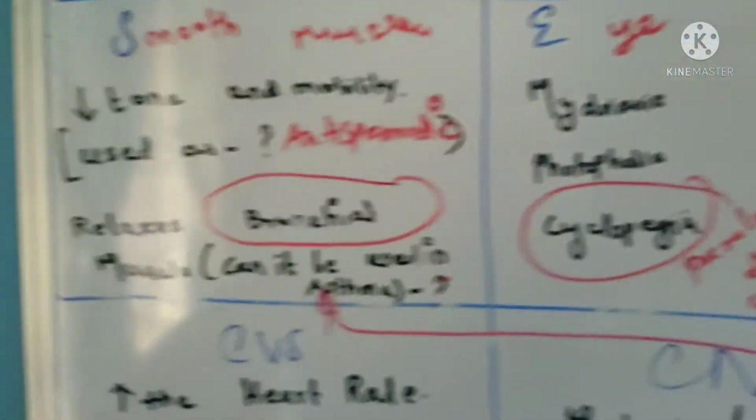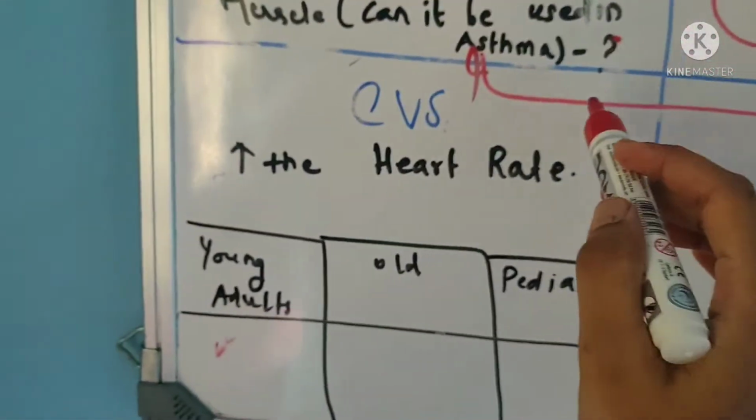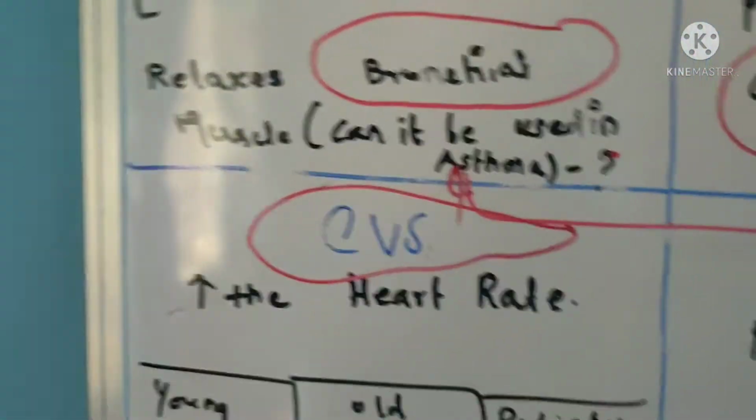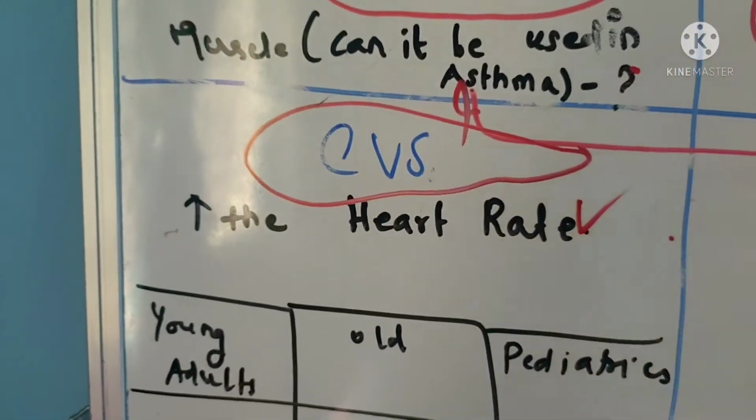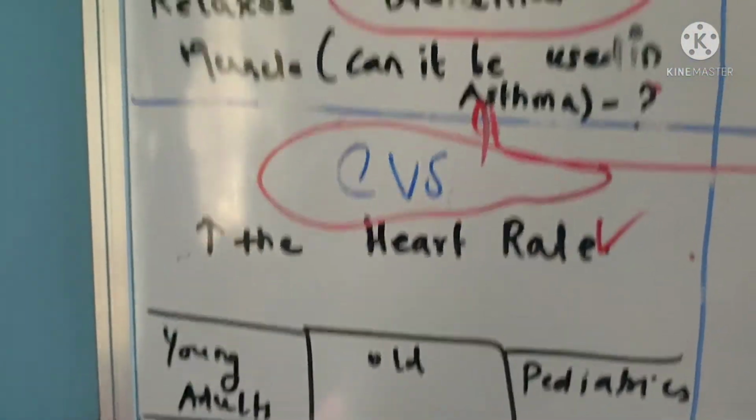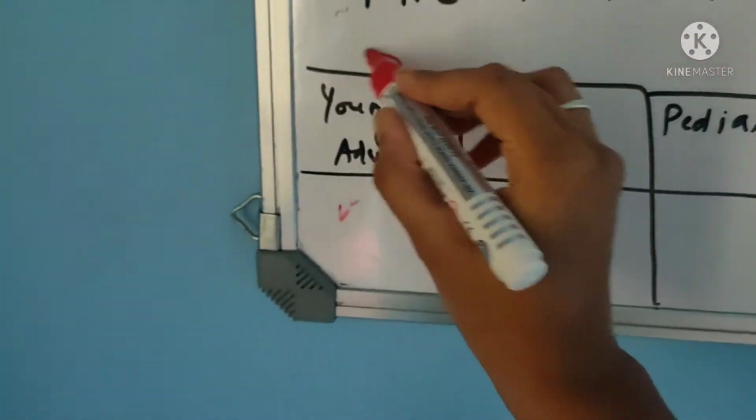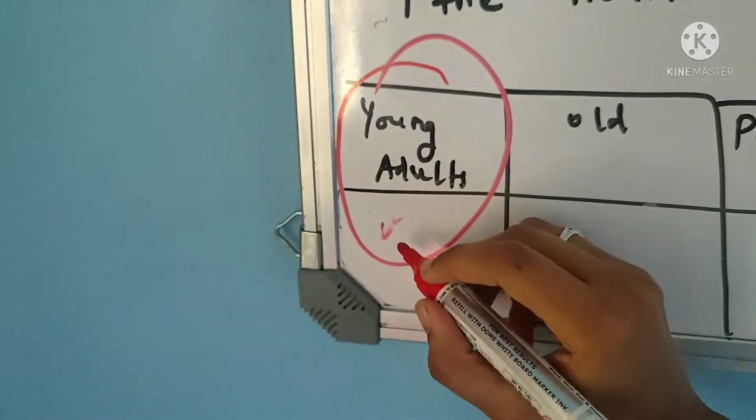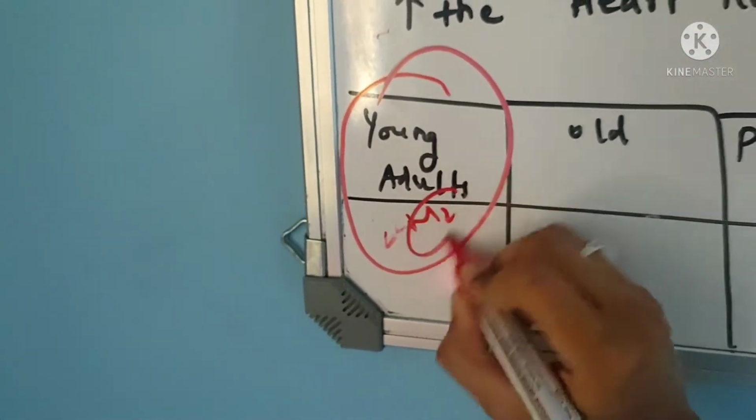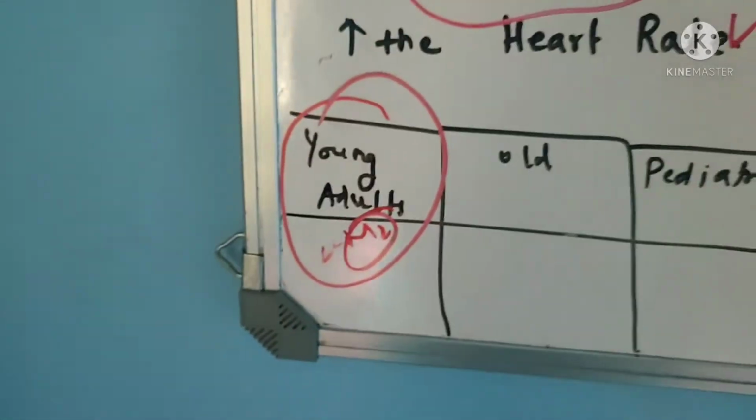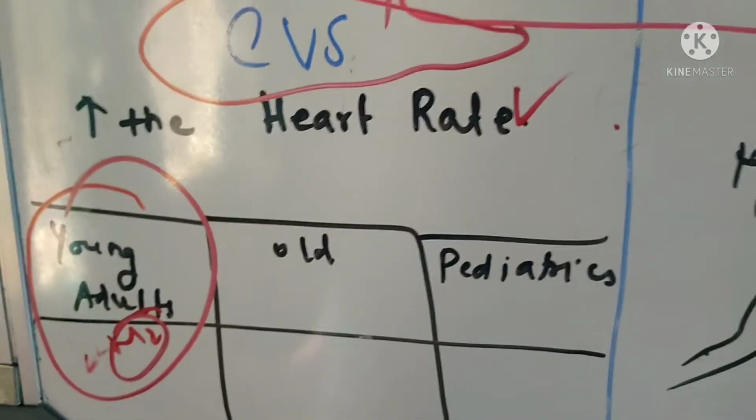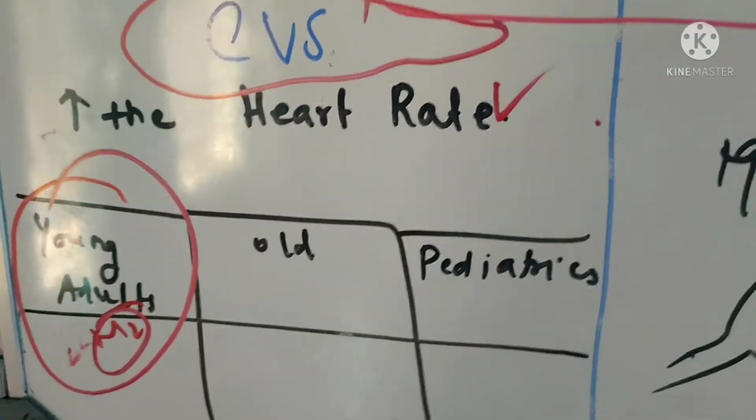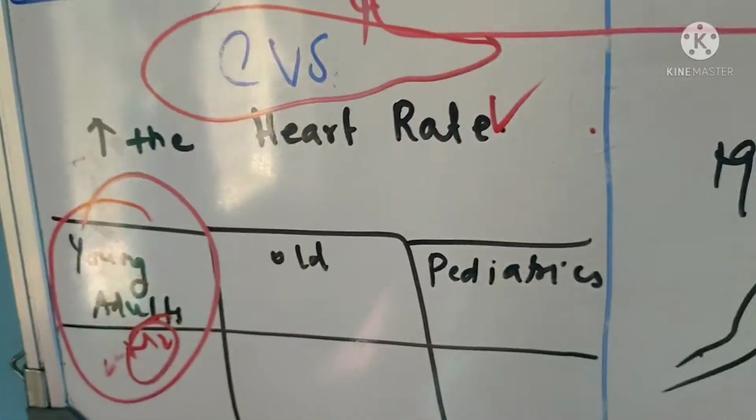Next, moving on to the CVS. M2 receptors are present in the CVS, and their normal function is to reduce the heart rate. Since atropine blocks the muscarinic receptors, it increases the heart rate. But the heart rate increase is seen mostly in young adults because M2 receptors are profound in young adults, whereas in the old and in pediatric patients the increase will not be visible.